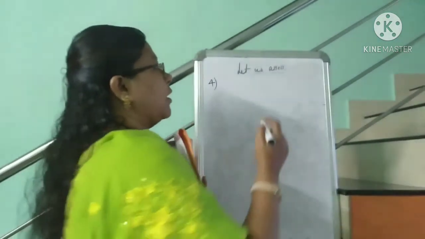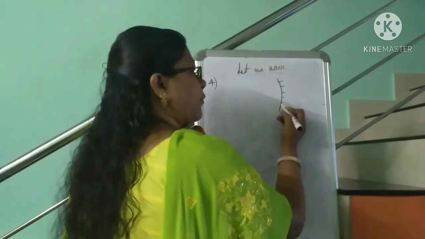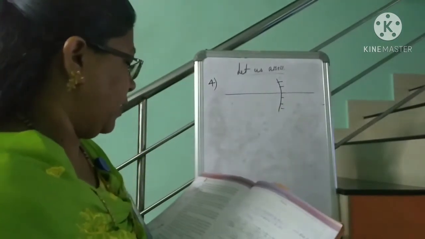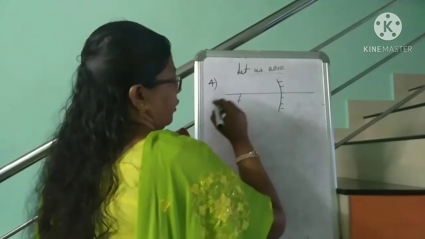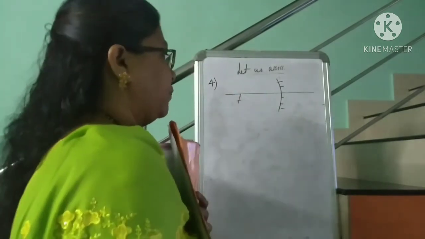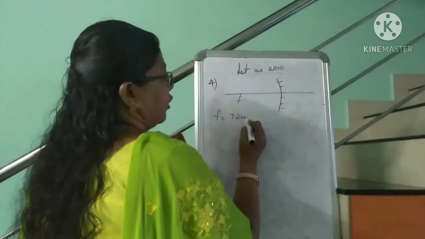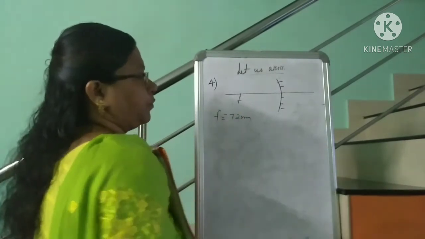So we will find out using the formula. What is given here? A concave mirror, in the beauty clinic. So the mirror used is obviously a concave mirror. Focal length is 72. So F is equal to 72 centimeter. Since it is on this side, it is negative 72.